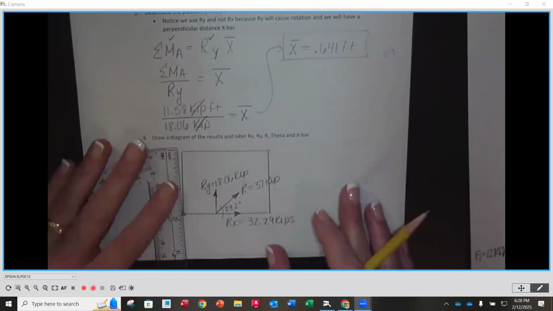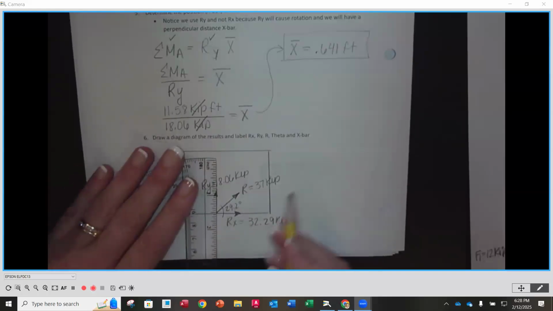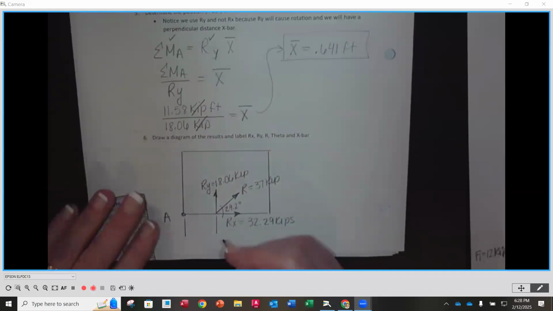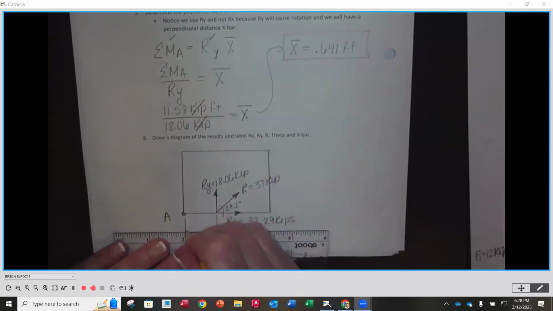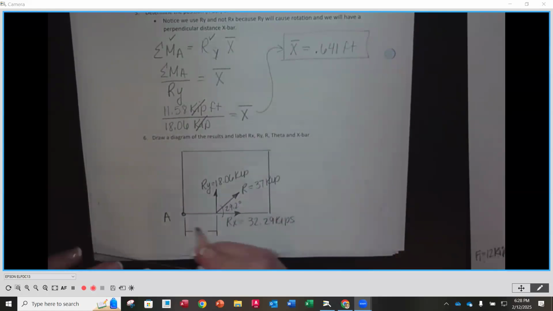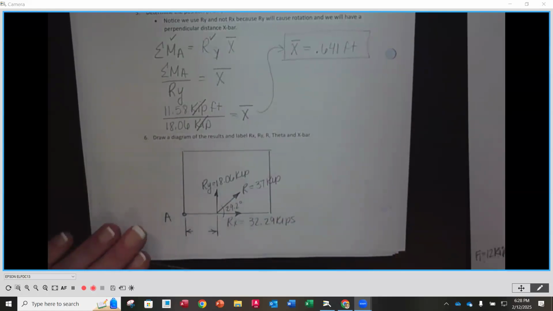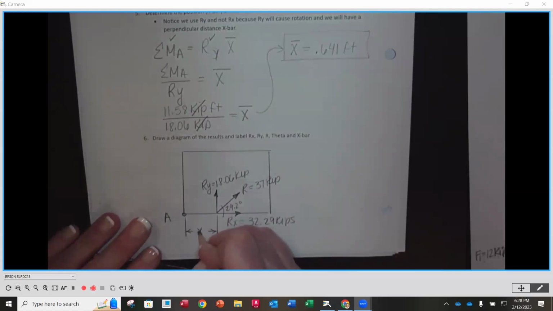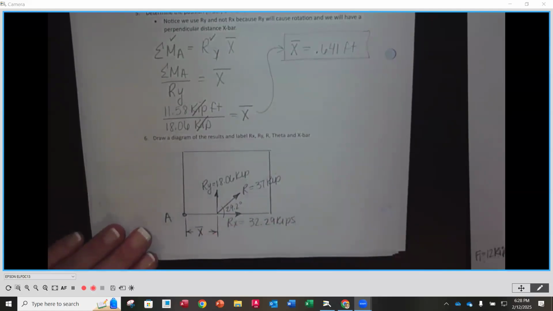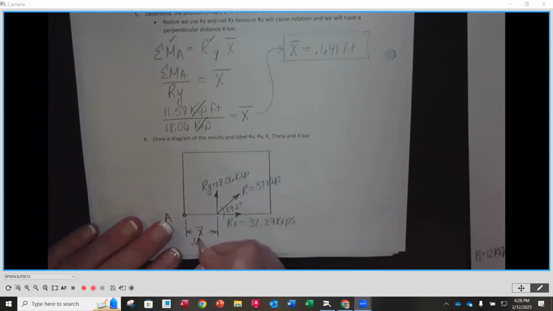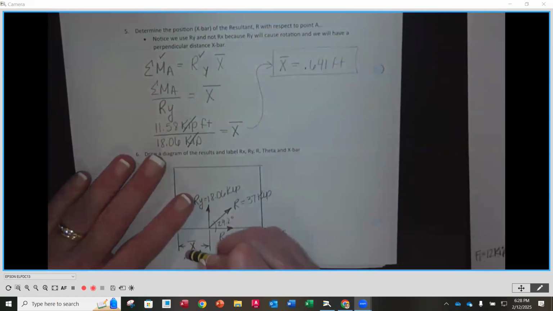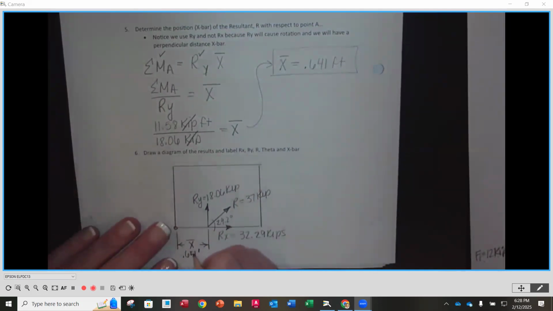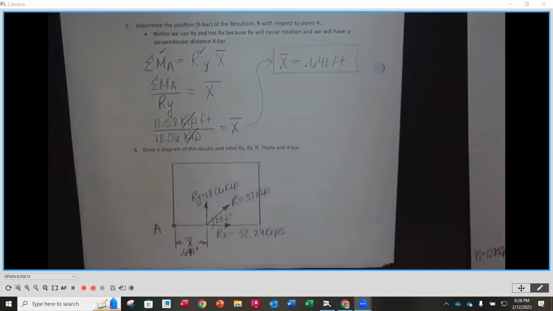Okay. If you're in mechanical design, mechanical engineering, you are usually a very visual person. Okay. So pictures are helpful, right? And then this distance, okay, from A is your X bar. All right. And that is equal to 0.671 feet. And that's the number, I'm sorry, 0.641 feet. 6.4.